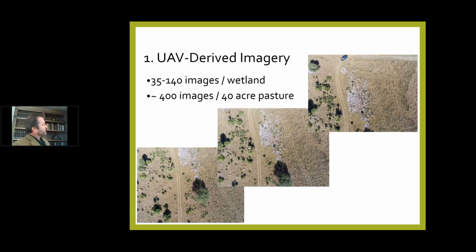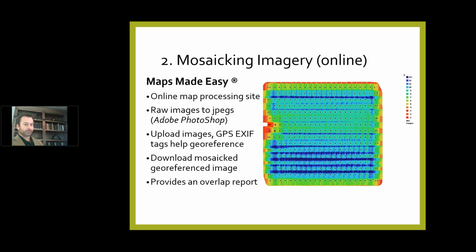So when we did this is what ended up happening. At 2 to 2.5 centimeters resolution, our smallest wetland took us 35 images to cover. Our largest 40-acre pasture is about 400 images. So they all come down for one coverage, and then they all get stitched or mosaicked together. And so these are single images you see here, and then eventually they will be mosaicked like this.